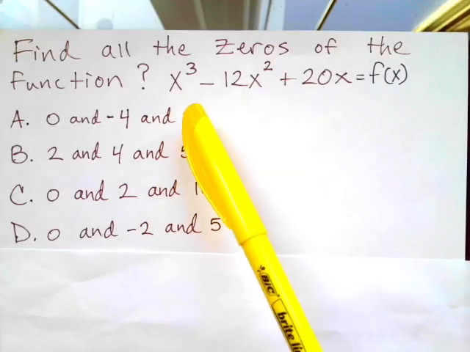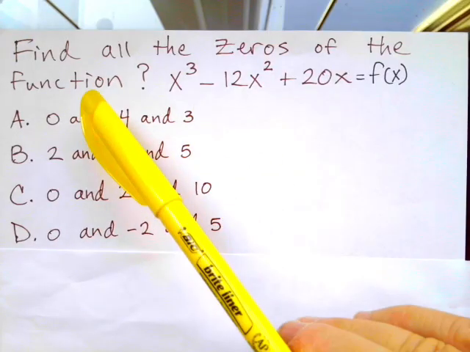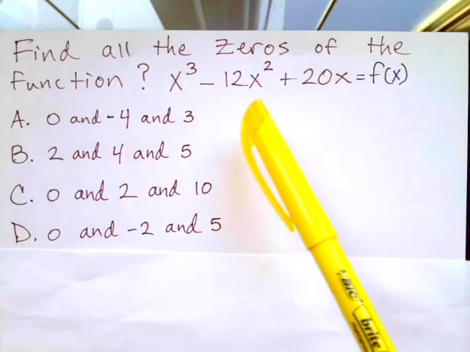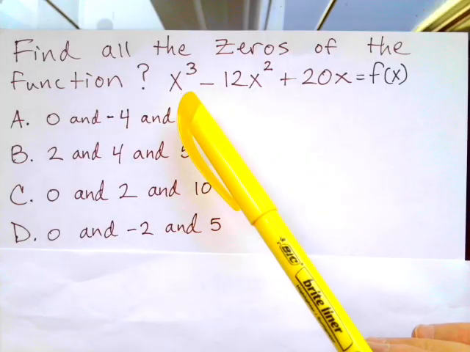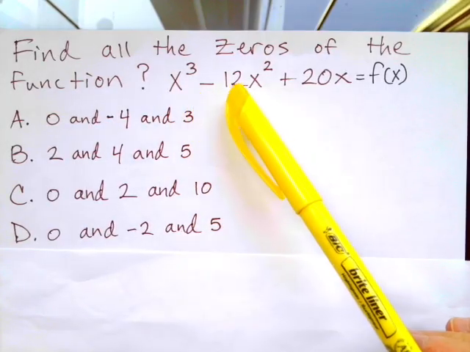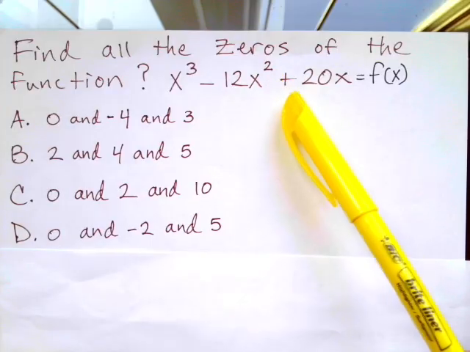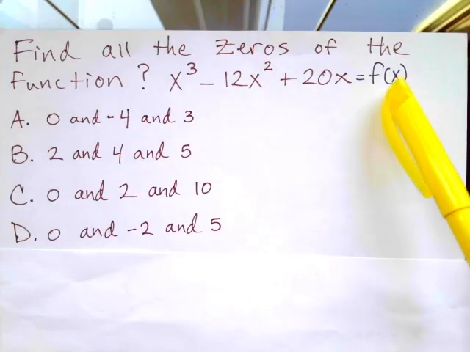Here's part 23 of answering and finding zeros of the function. This is question number 3 and how to answer this particular type of question. You have: find all the zeros of the function x cubed minus 12x squared plus 20x equals f of x.